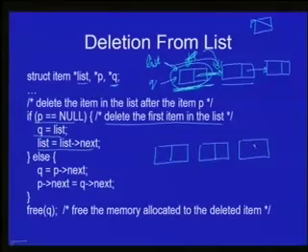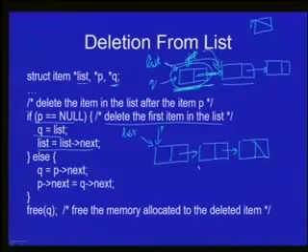Now if P is not null, that means we do not want to delete the very first element in the list. So let's assume as an example that we want to delete the second element in the list. In this case, both list and P are pointing to the first element. Now what should happen is essentially that this pointer should bypass the structure and point directly to the third element.